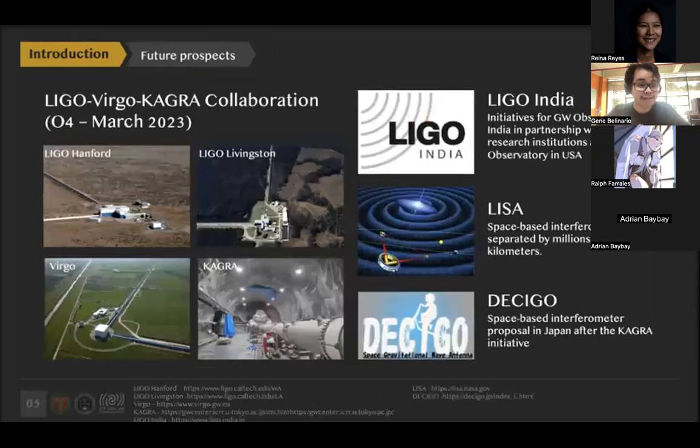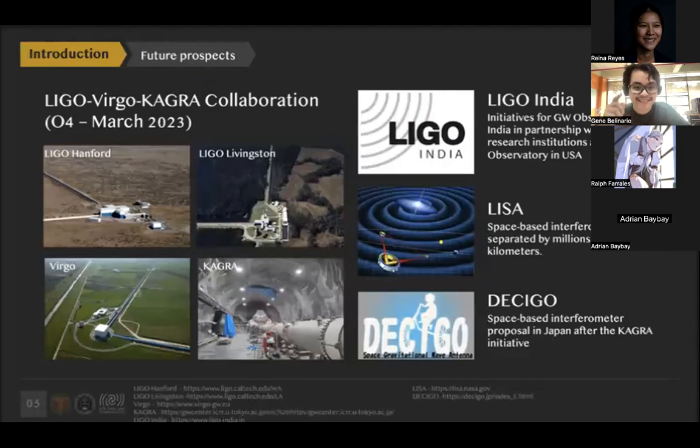Now, the fourth observational run is scheduled for March 2023. It was postponed due to the global pandemic. And this time, we have 4 detectors collaborating. We call this the LIGO-Virgo-KAGRA collaboration, the LVK. And in March 2023, they will begin the fourth observation run. We also have LIGO India, which is the initiative for the building of a GW observatory in India.